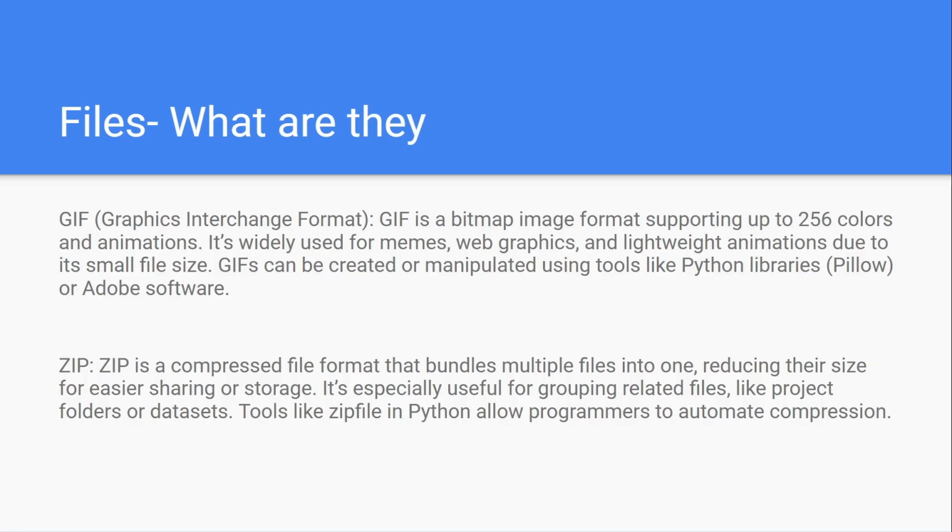Now we have GIF, which stands for Graphics Interchange Format. GIF files can contain images or short animations. They are most commonly used for memes and web graphics. Then we have ZIP, which is a compressed file format. It combines multiple files into one specific file and can reduce their size, which makes storing and sharing these files much easier.